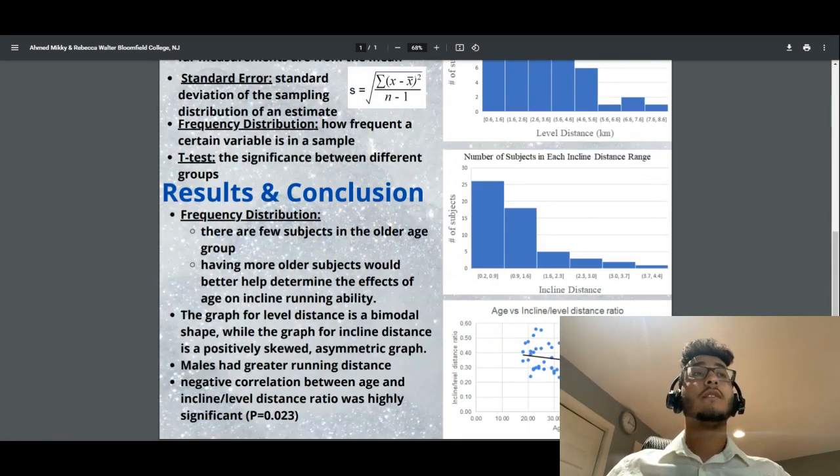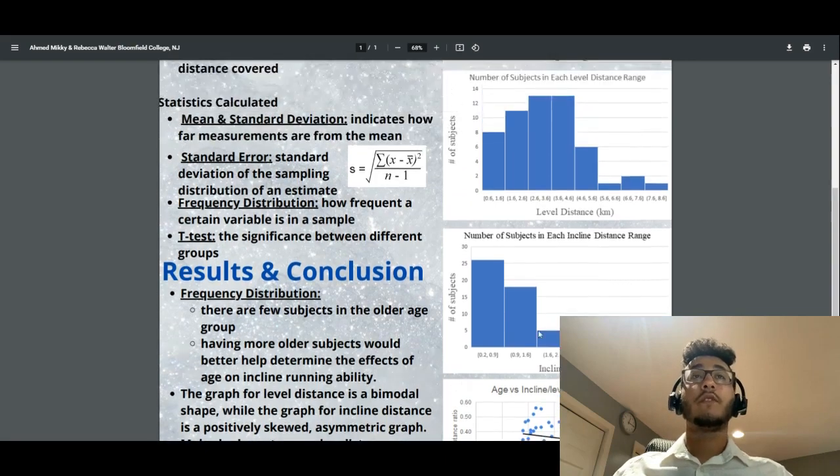So generally, the males had greater running distance, better running distance. But for everything else, generally it was the same for both male and female. But the most important thing we found was that there was a negative correlation between age and incline level distance ratio. So it was highly significant. It had a p-value of 0.023. So as you can see from this XY graph, it was negatively correlated. So the older the individual was, the lower their incline level distance ratio was.